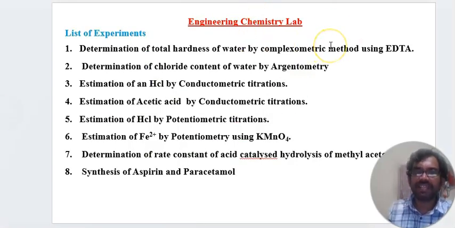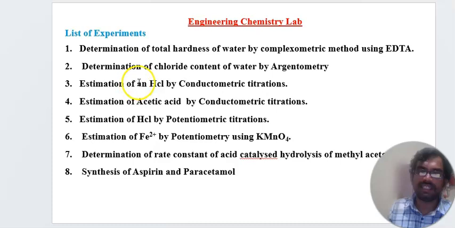The engineering chemistry lab has a list of experiments. The total is 14 experiments. We will see them briefly. The first one is the determination of total hardness of water by complexometric method using EDTA.